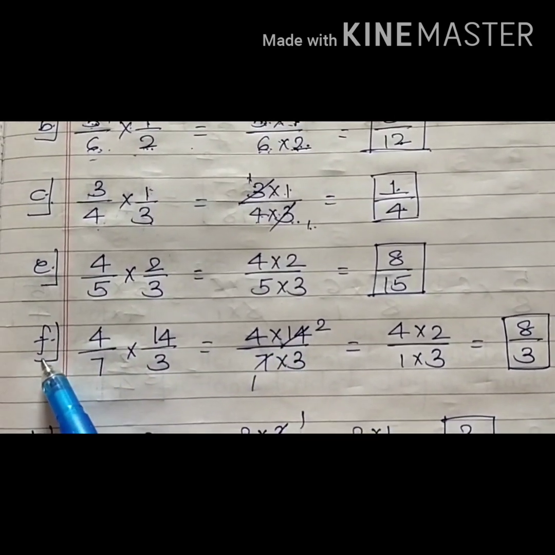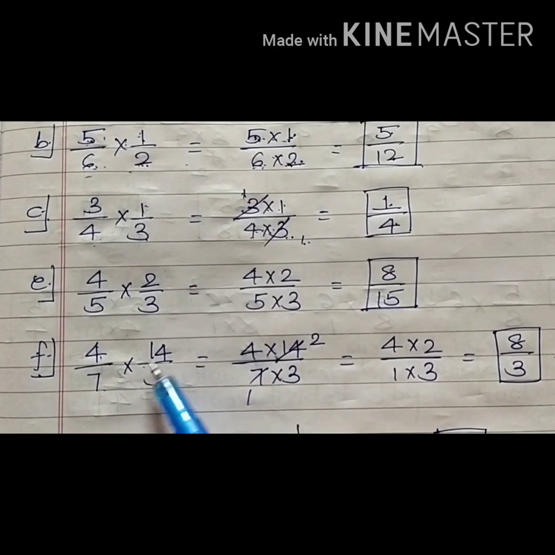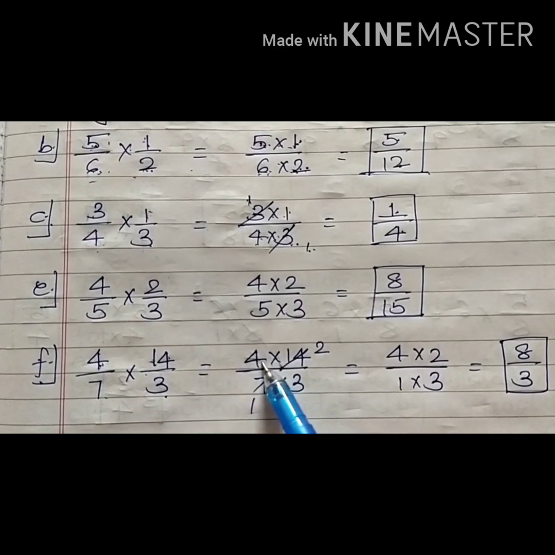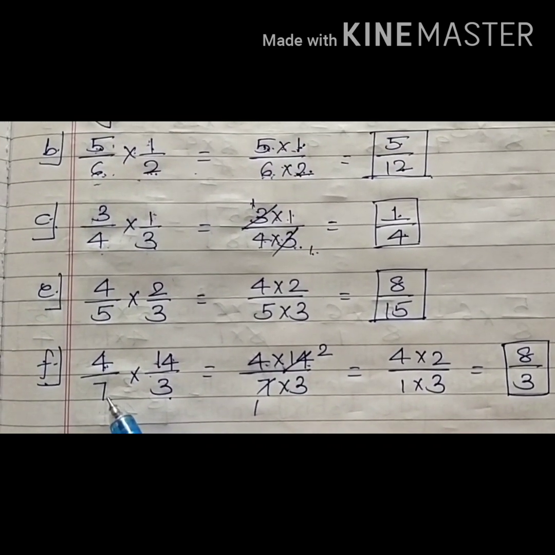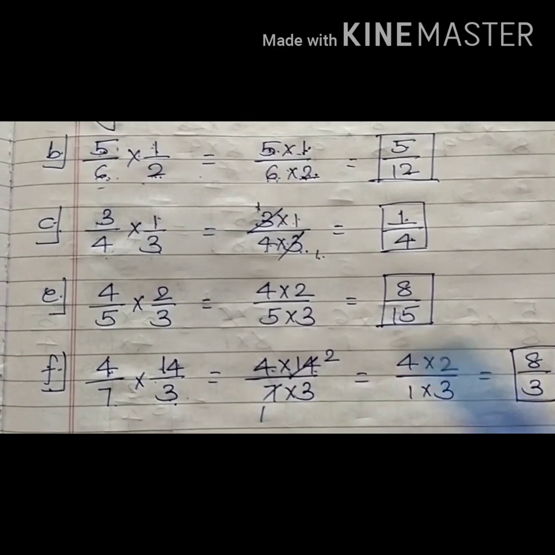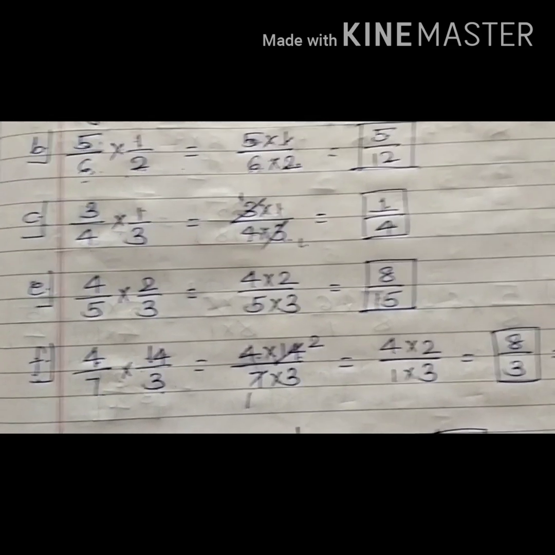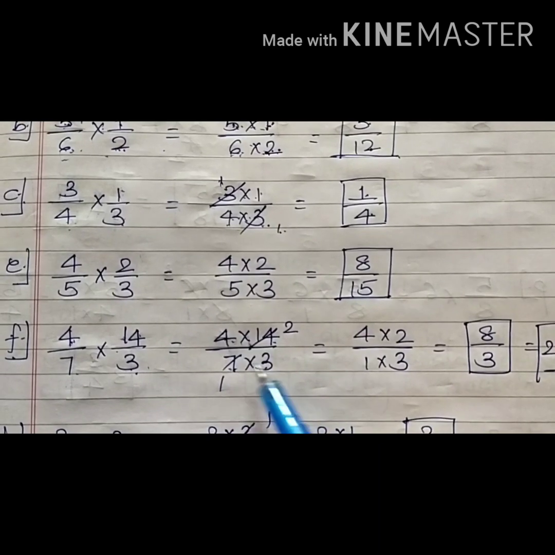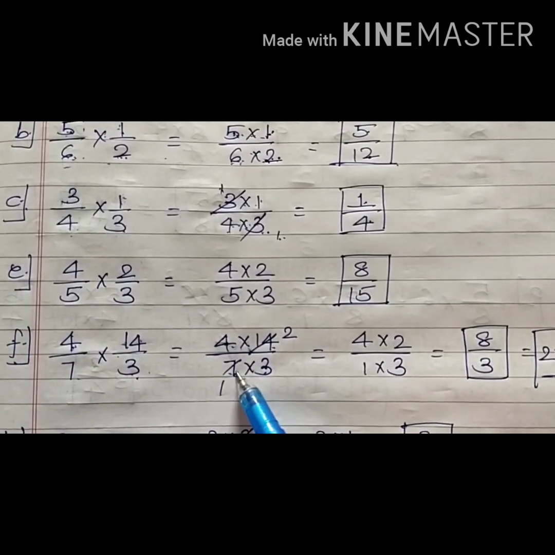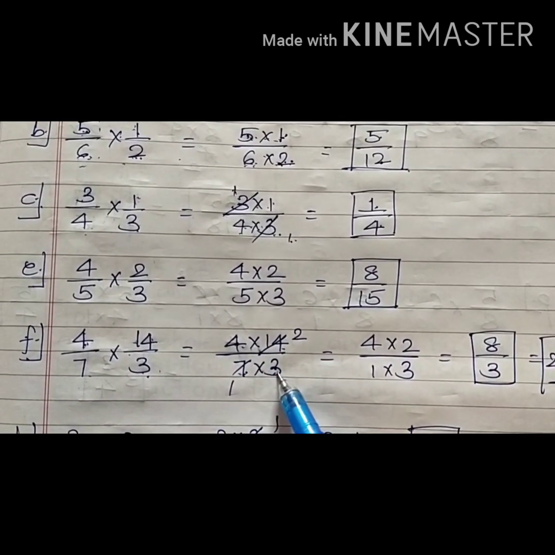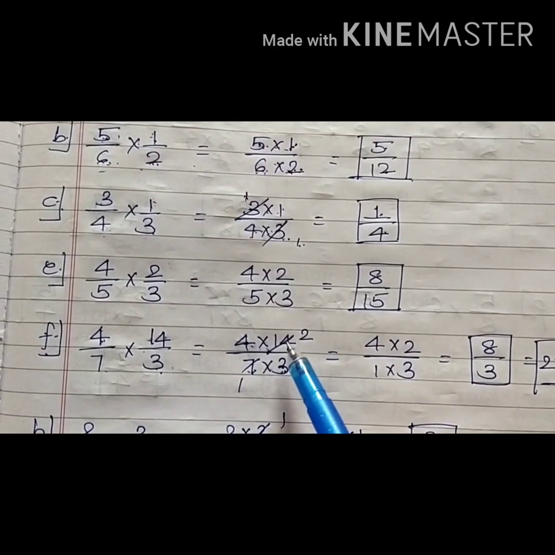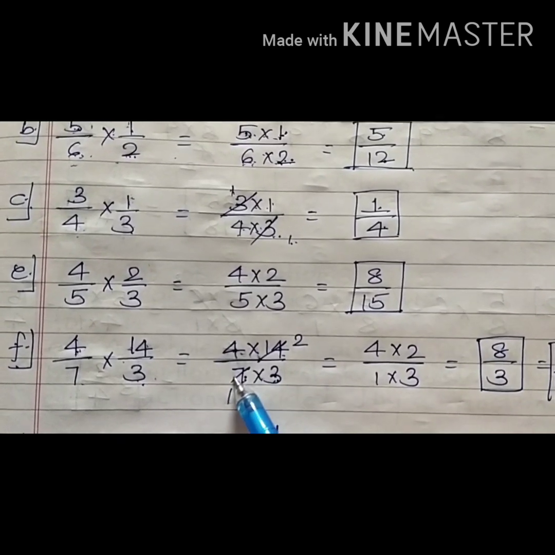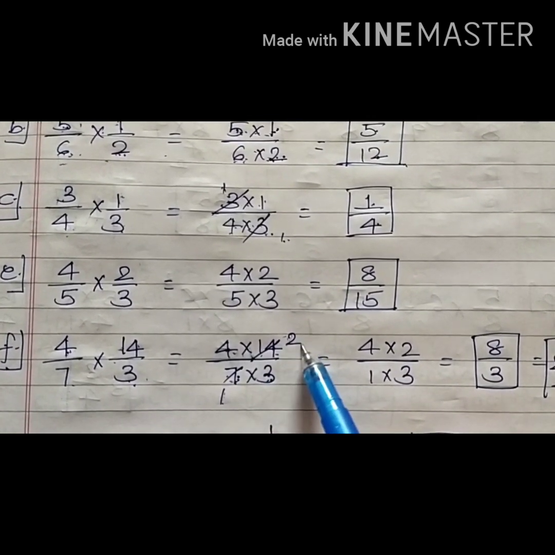Now let us see the F1. 4 upon 7 multiplied by 14 upon 3. First I have written the numerators together, that is 4 multiplied by 14, and denominators together, that is 7 multiplied by 3. Now I will just check if any of the numerator is divisible by any of the denominator. 4 and 7 cannot be reduced, 4 and 3 cannot be reduced. Now check the another numerator. 14 and 7, yes, this can be reduced. So I have reduced it over here. 7 ones are 7, 7 twos are 14.